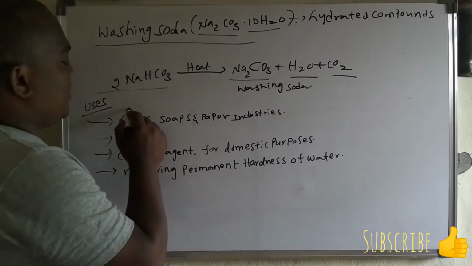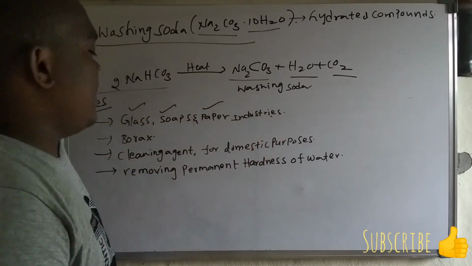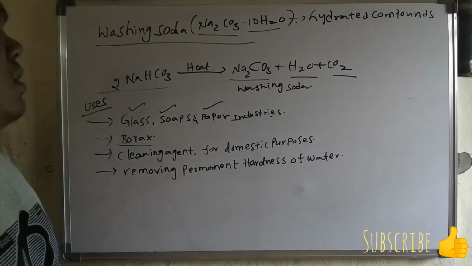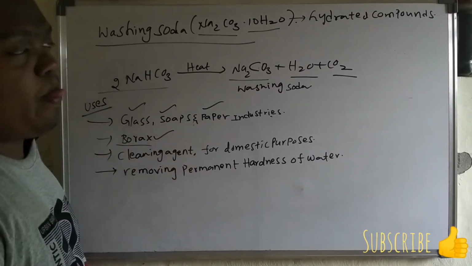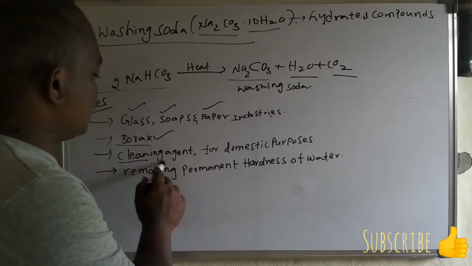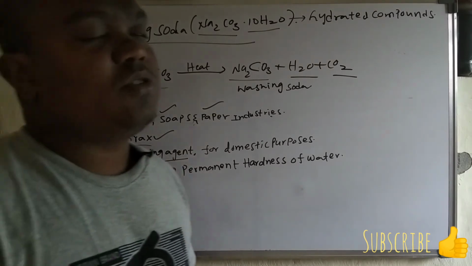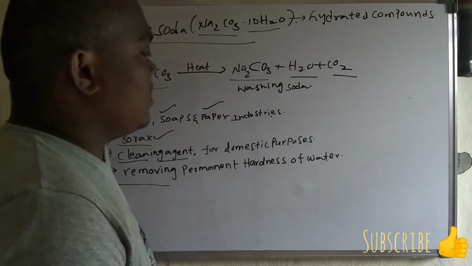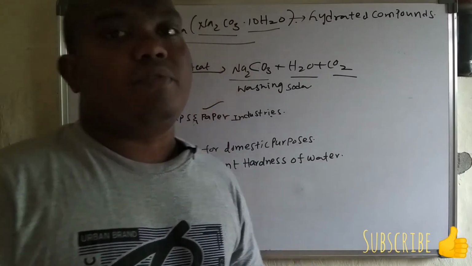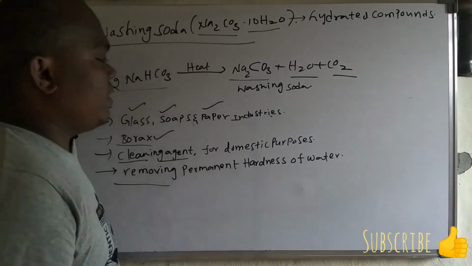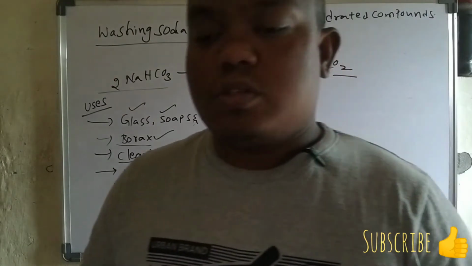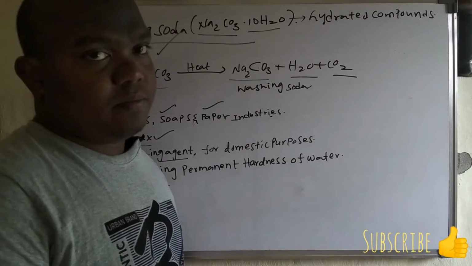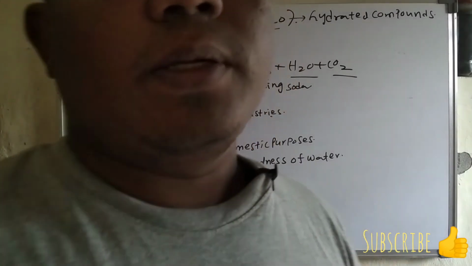Now the uses of this sodium carbonate: it is used in the glass, soap and paper industries, and also in the preparation of borax, one of the sodium compounds. It is used as a cleaning agent for domestic purposes, and also for removing permanent hardness of water. So this is about sodium carbonate, which is called washing soda, right? So let me move on to another topic.